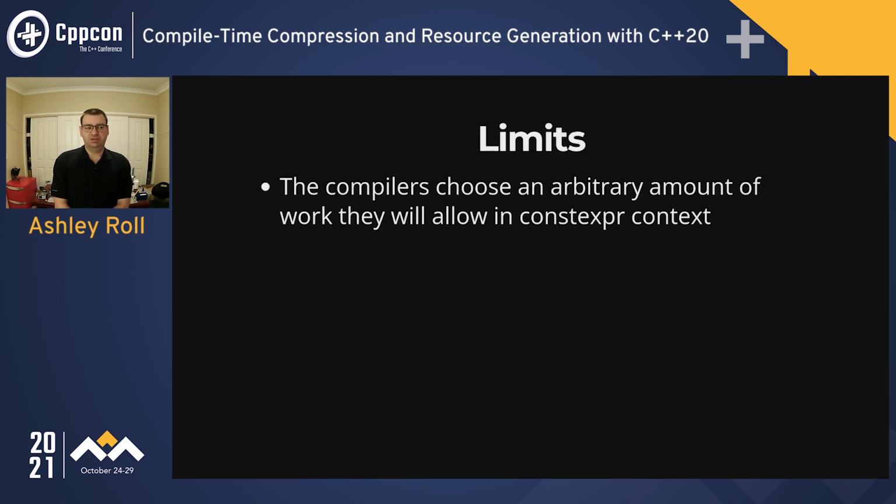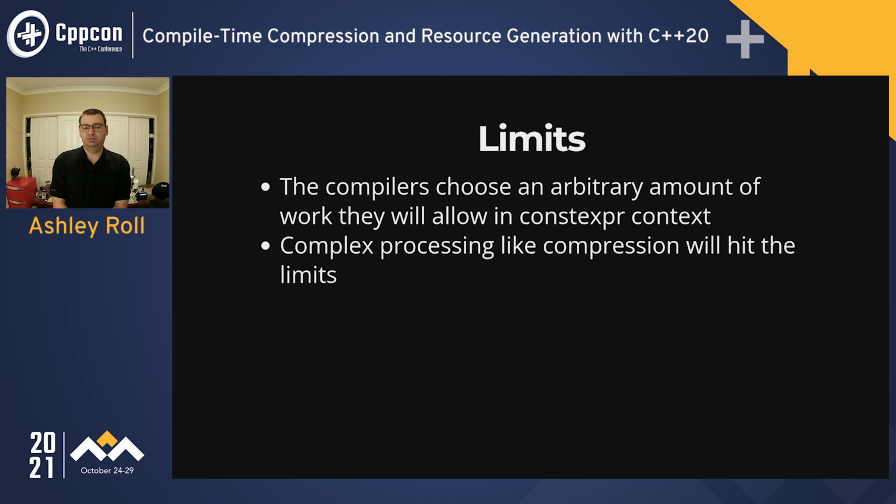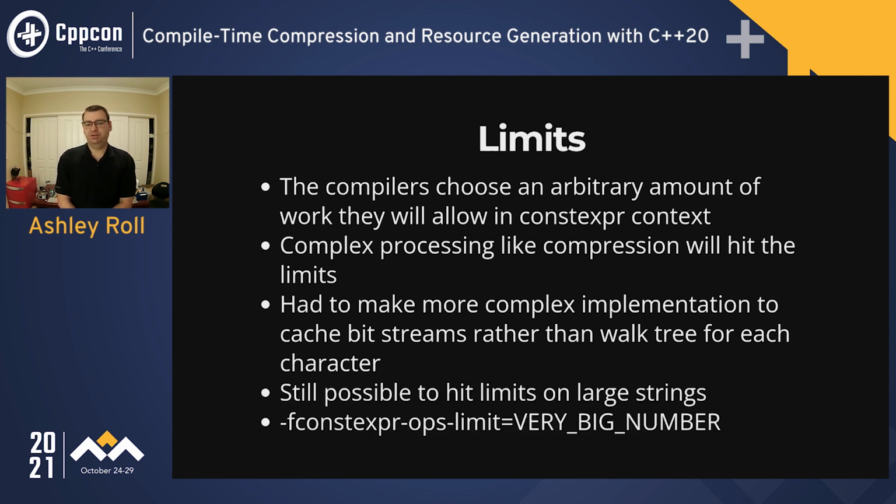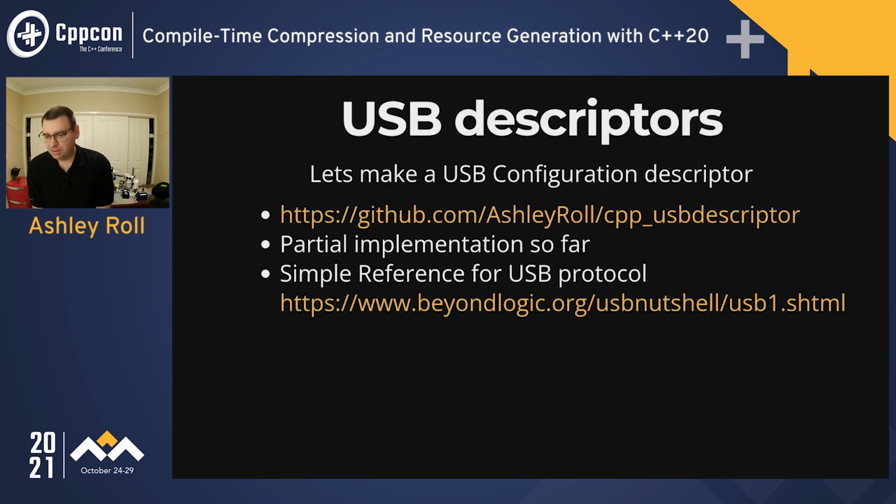Okay, so there are limits you're going to hit. Compilers choose an arbitrary amount of work that they will allow in the constexpr context, and this is why complex processing like compression hits the limits, and I hit that quite early on. So I had to make a more complex implementation that cached the mapping between the character and its bit pattern, because previously walking the tree for every single character was just too much. It's still possible to hit the limits on large strings, but there is an override for your compiler. I'm going to move on quickly.